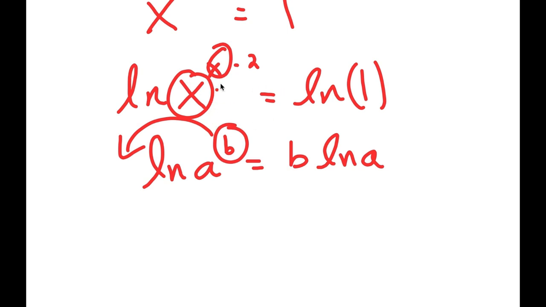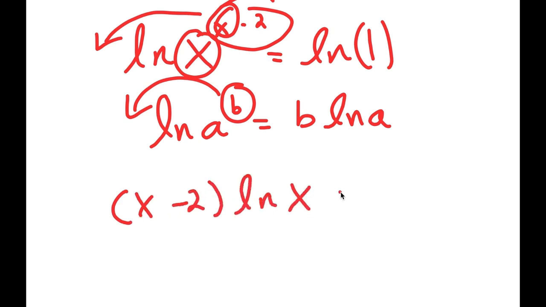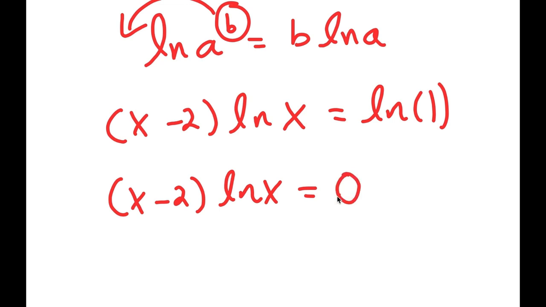So over here, I have ln x to the power of x minus 2, and I can move x minus 2 to the front. So then x becomes a normal term, which makes it much easier for us to solve for the value of x. So if I move x minus 2 to the front, I get x minus 2 times ln x is equal to ln 1. Now, ln of 1 is equal to 0. So I get x minus 2 times ln x is equal to 0.